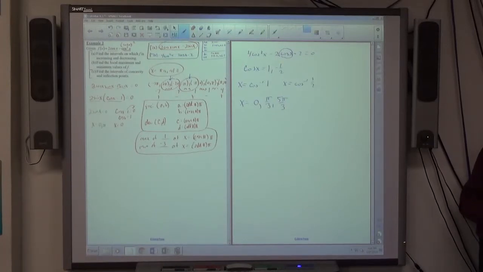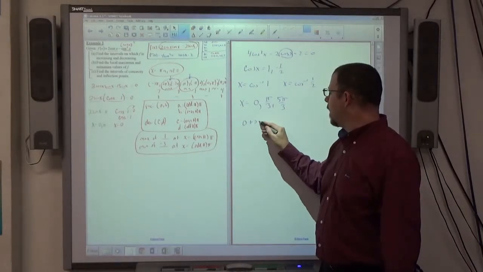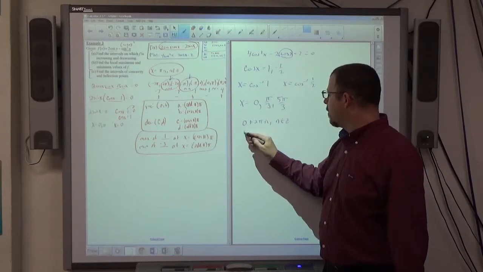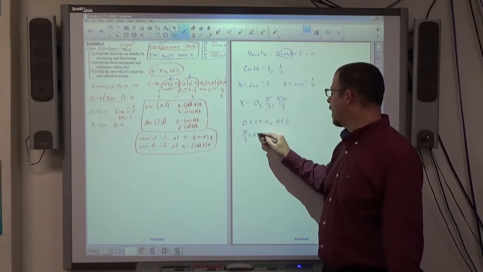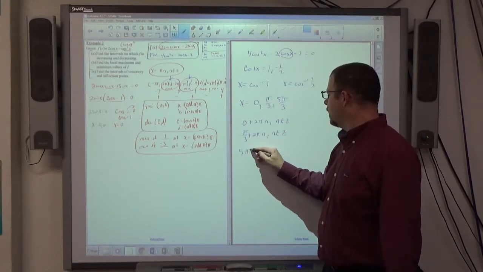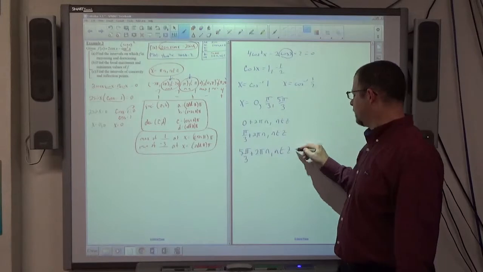Every one of those answers repeats itself every 2 pi radians. So for each answer we're going to add 2 pi. So 0 plus 2 pi n, where n is an integer, pi over 3 plus 2 pi n, where n is an integer, 5 pi over 3 plus 2 pi n, where n is an integer.